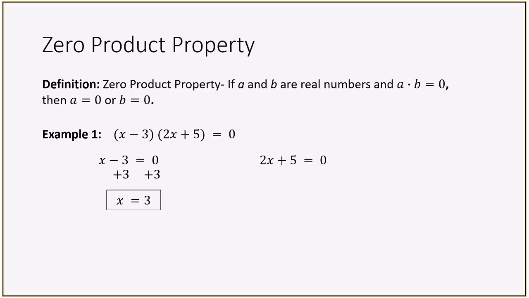Now I can do the same thing with my other factor: 2x plus 5 is equal to 0. The solving process is a little bit more complicated, but it's not super difficult. I would subtract 5 from both sides and get 2x is equal to negative 5. Then I would divide both sides by 2, giving my result of x is equal to negative 5 halves.